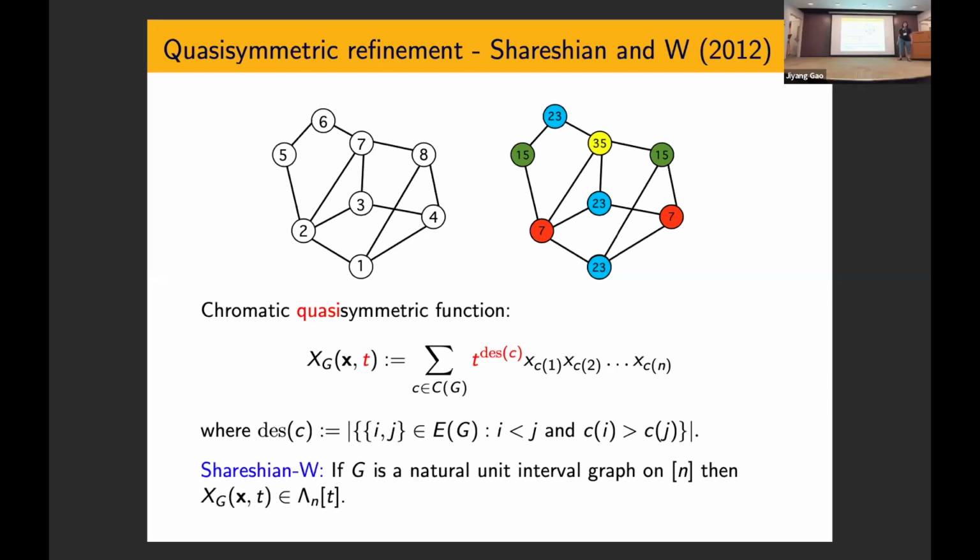Well, we show that if it's a natural unit interval graph, so that's a unit interval graph that has a very natural labeling to go with it, then the coefficients of t are all symmetric functions. So we'll focus on the symmetric functions that are chromatic quasisymmetric functions.